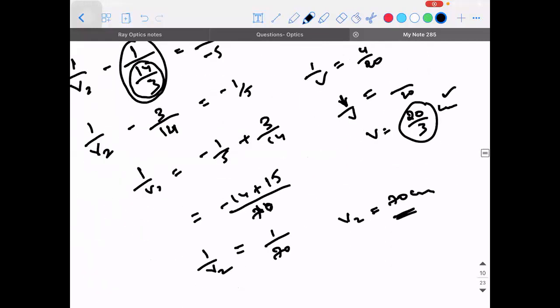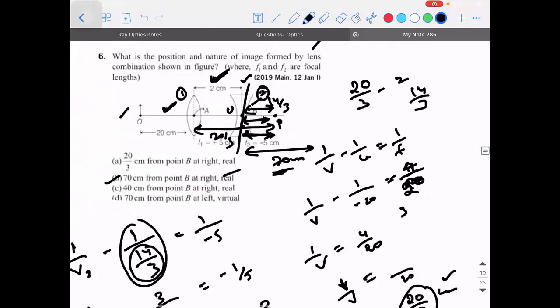So here, we get 17 here too. That is why it is formed on the right with respect to the optical center of lens B. Point clear, on the right, real. Had they given 70 centimeter from B on the left, you should not get confused. So be careful with that. Okay, so that's the outline.